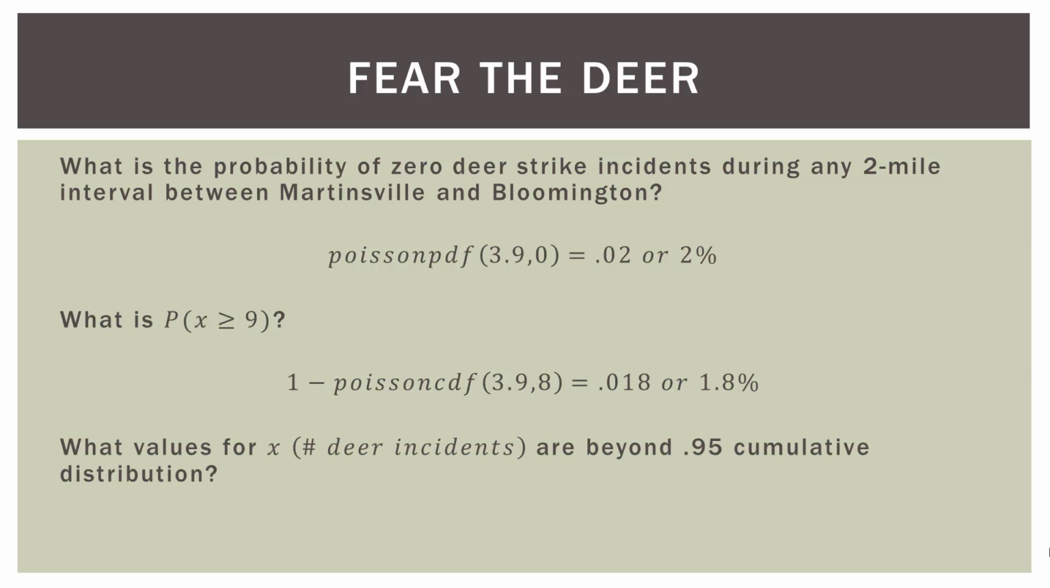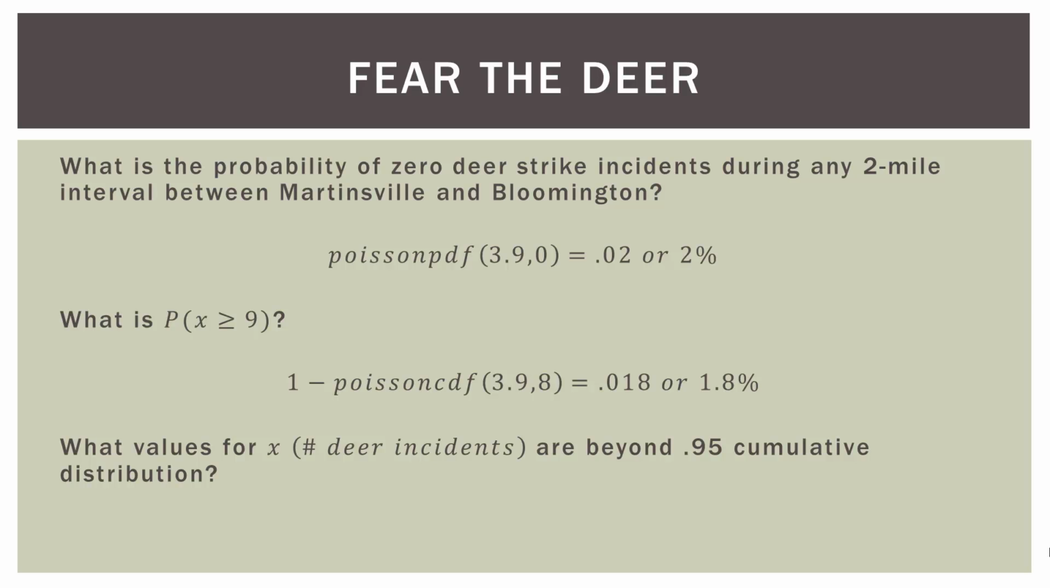Now here's sort of a question where we can talk about using this data to make policy decisions. And that's what stats is, by the way. We use stats to make decisions. So what values for X, of course, the number of deer incidents, are beyond the 0.95 cumulative distribution?